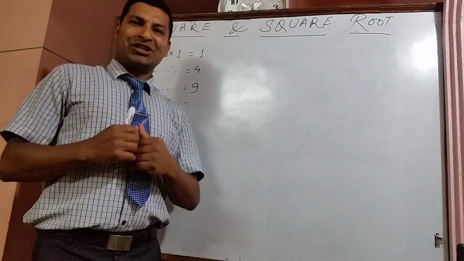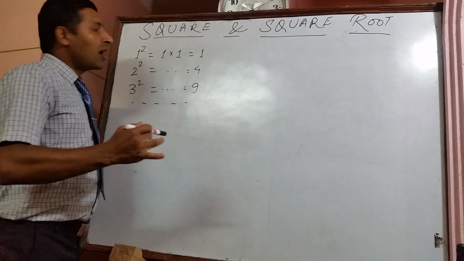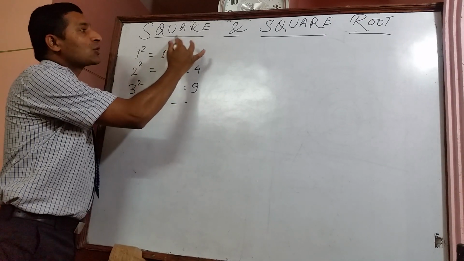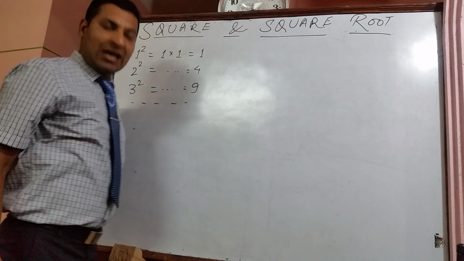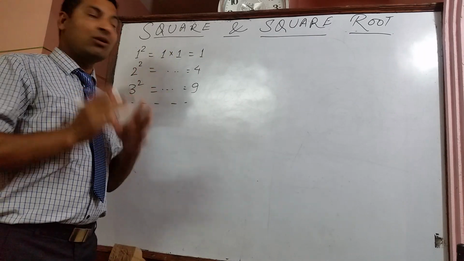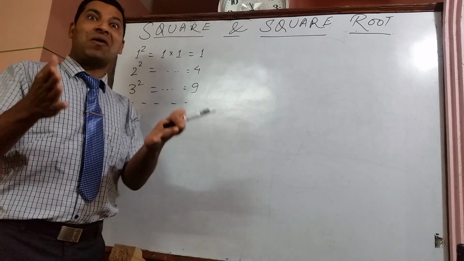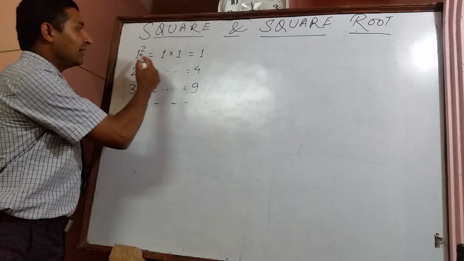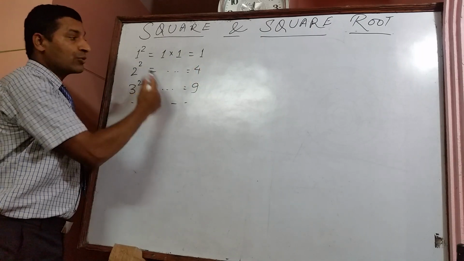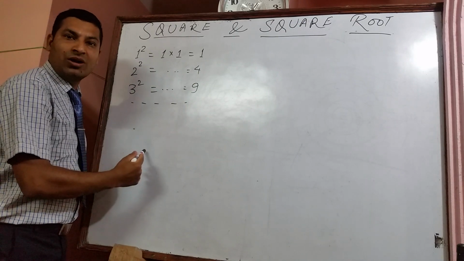Yes, dear students, we are learning about the topic square and square root. In our previous class, we learned about square, how to find the square. It was very simple. 1 square equals 1 multiply 1, that is 1. 2 square is 4. Similarly, 3 square equals 9, and so on.